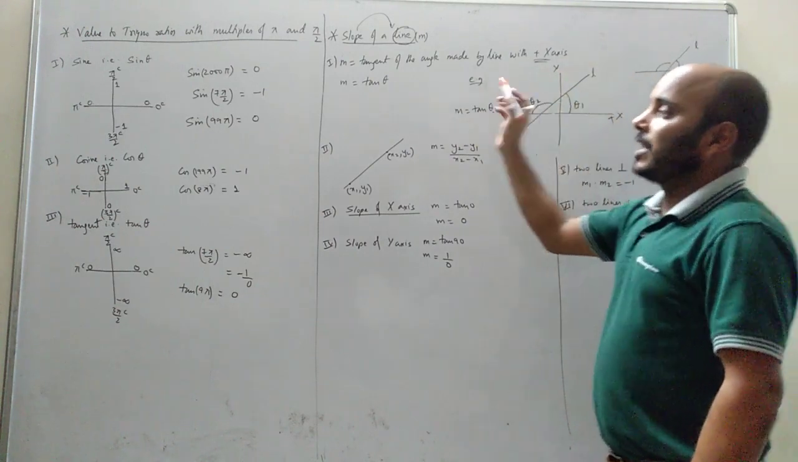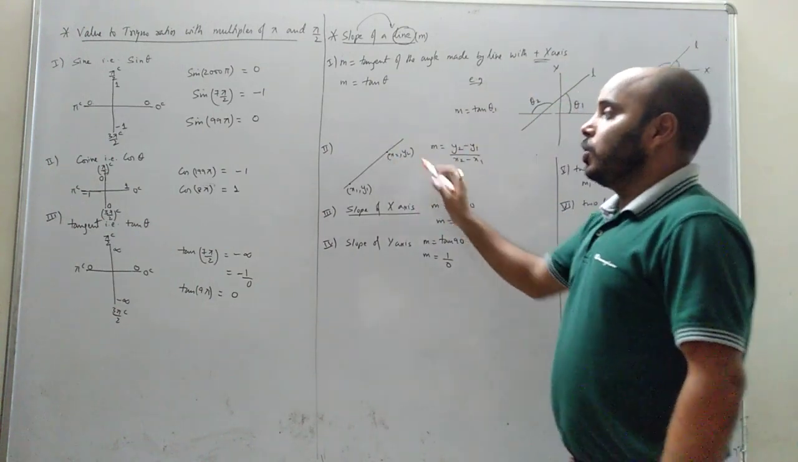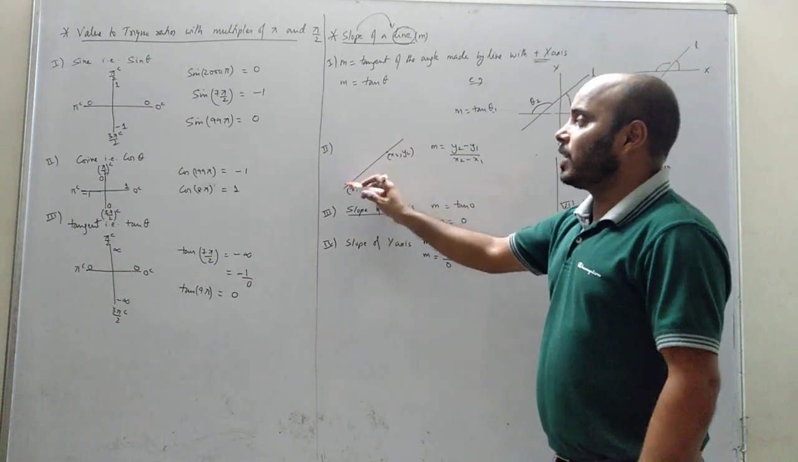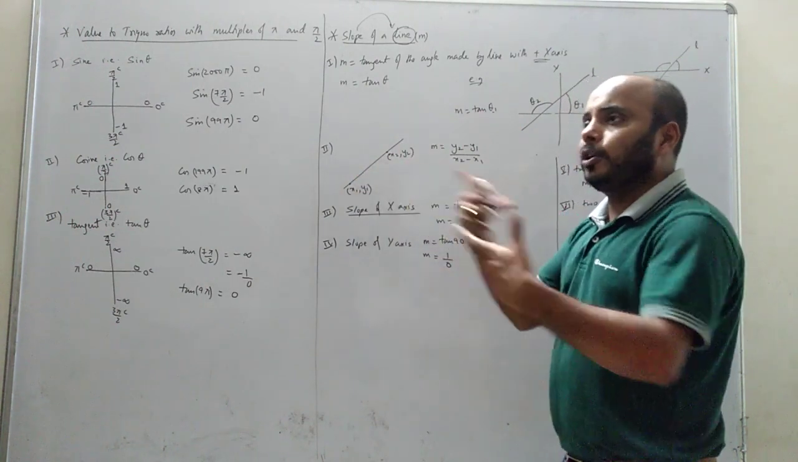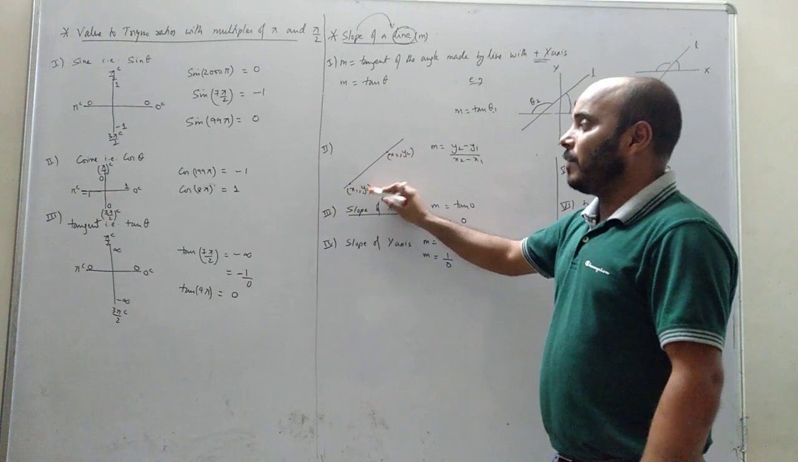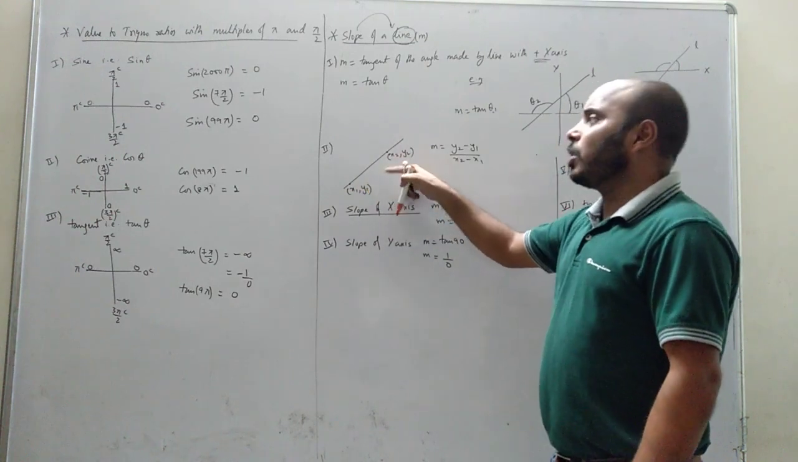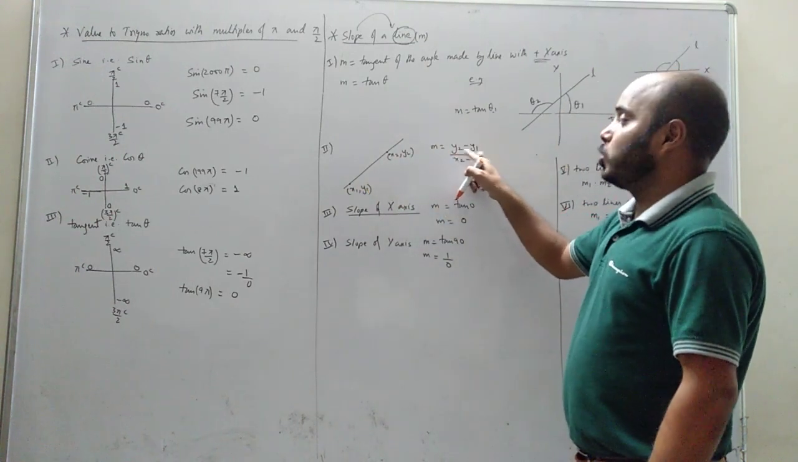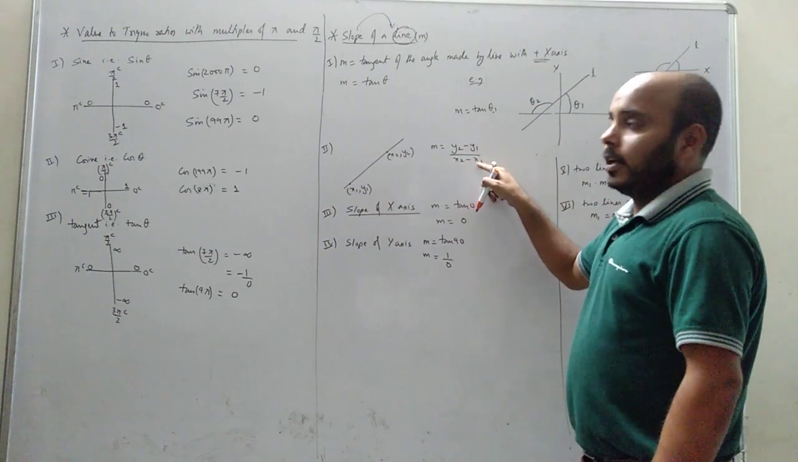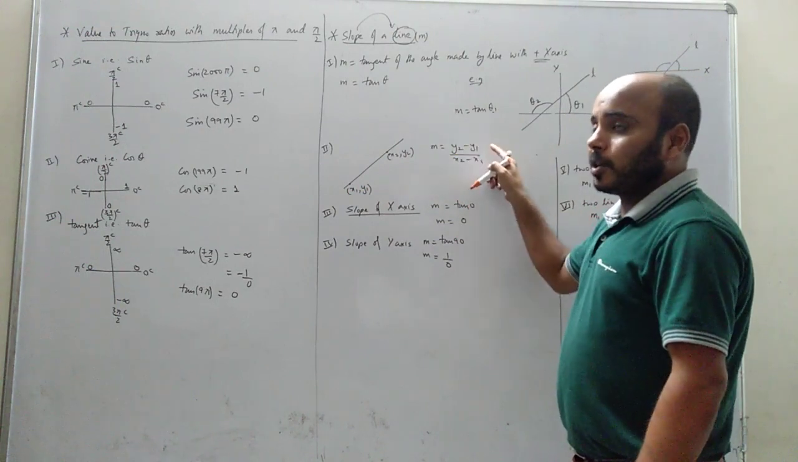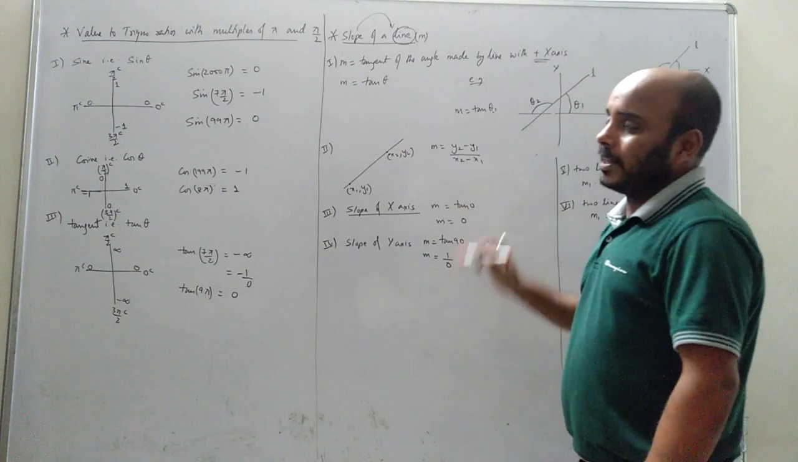Okay. Now, the second way of finding slope. If you know 2 points on the line, this is a line where you know 2 points. You already know the value of the points, x1, y1, x2, y2. Then also you can find the slope by this formula: y2 minus y1 by x2 minus x1. In the numerator you subtract the y coordinates, in the denominator you subtract the x coordinates.